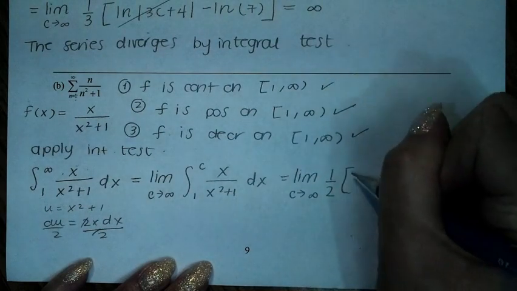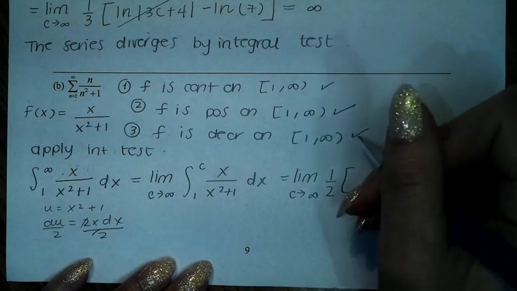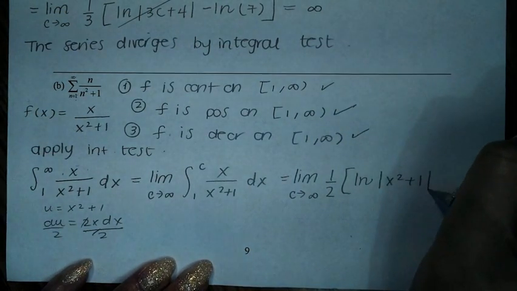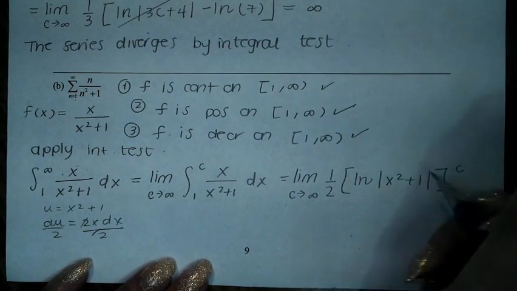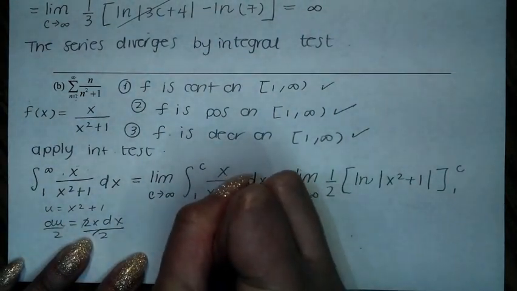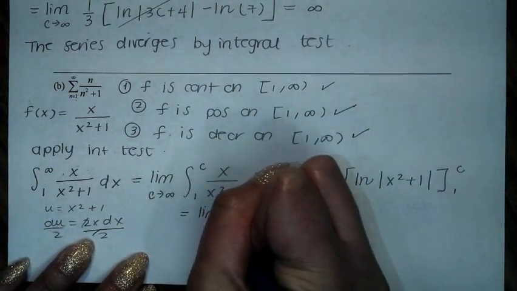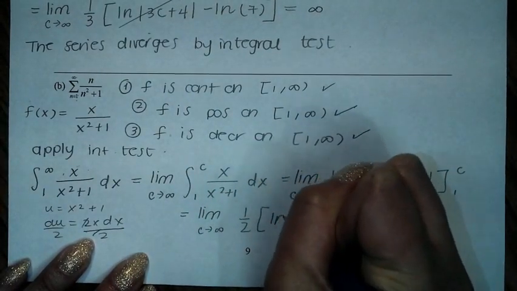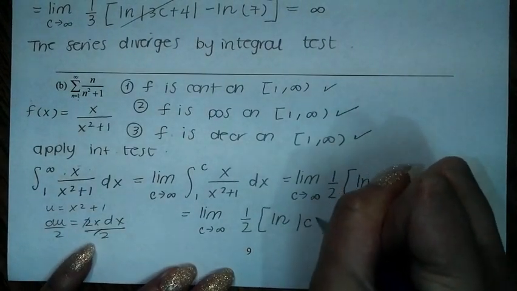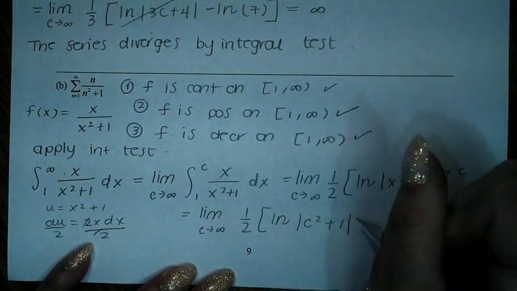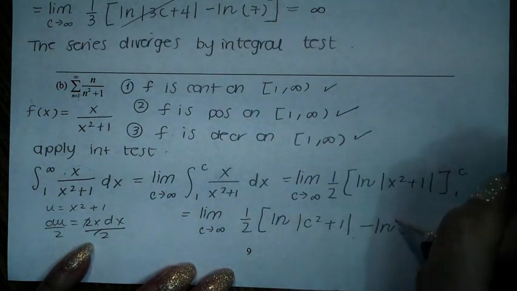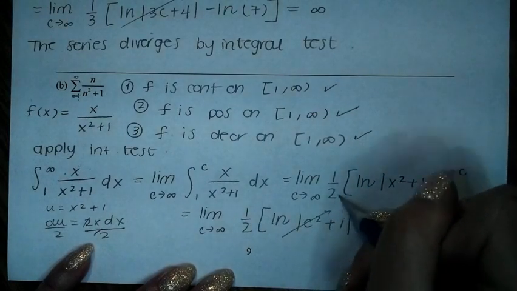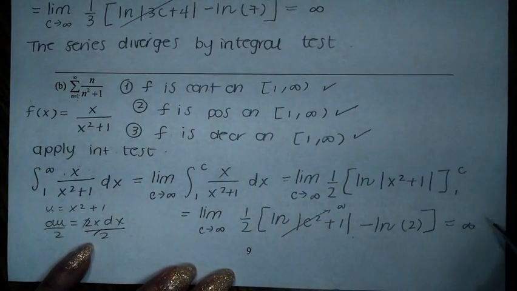And then you integrate that. The integral of that is going to be natural log of the absolute value of x squared plus 1, from 1 to c. Then this is equal to the limit when c approaches infinity of 1/2 times natural log of the absolute value of c squared plus 1, minus natural log of 2. Obviously this will fly to infinity, so this is going to be infinity.